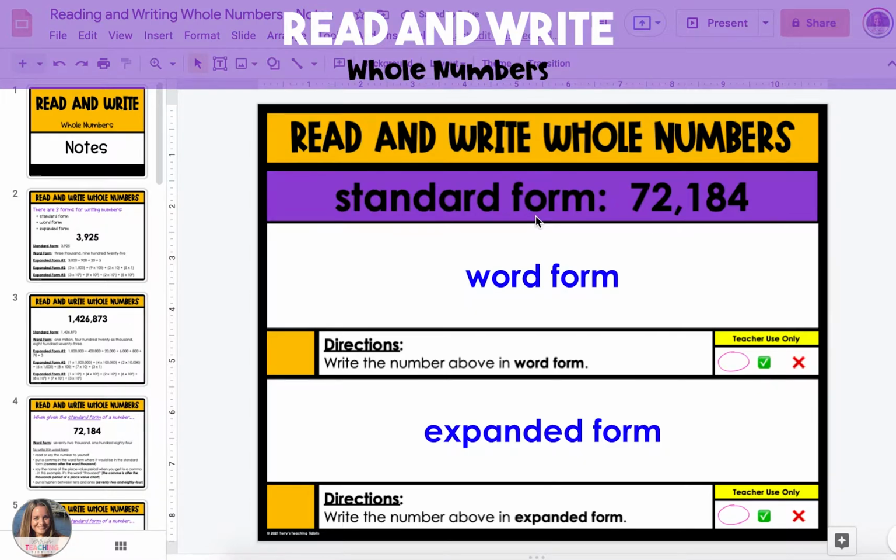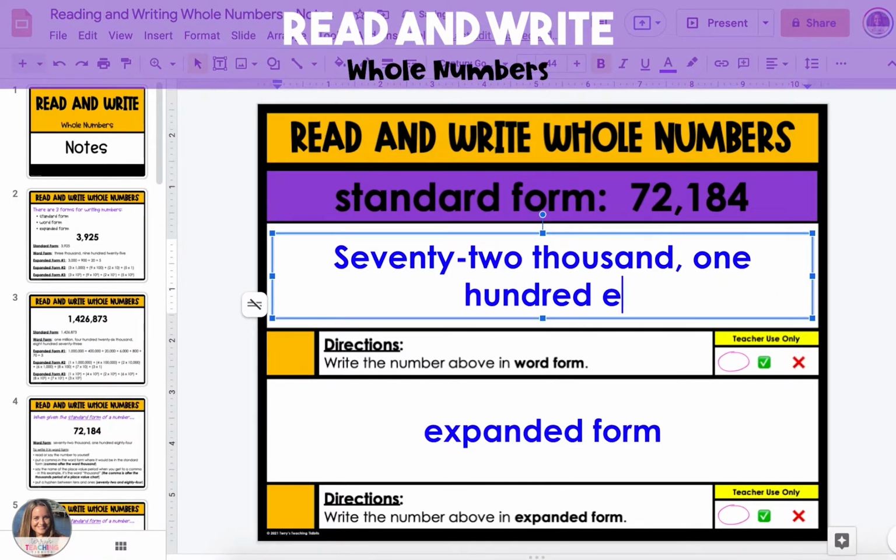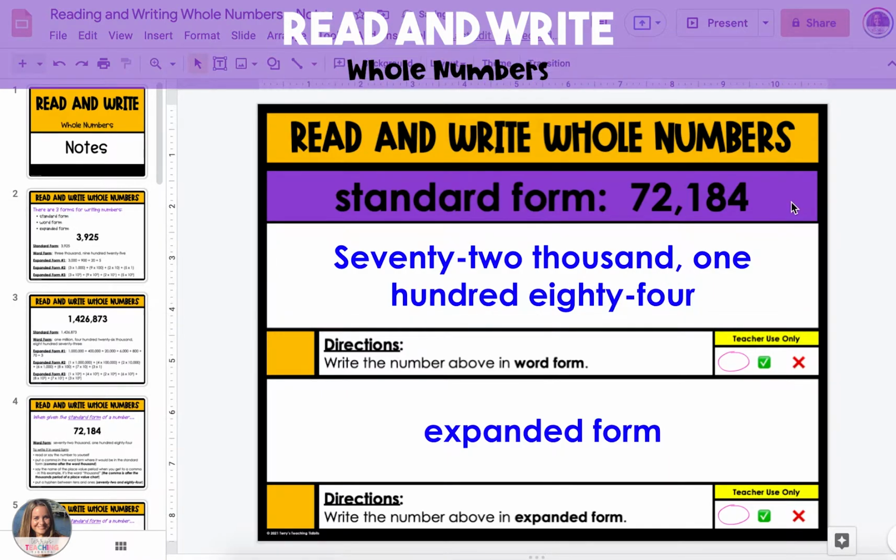To write this number in word form, we're going to focus on each set of numbers that are separated by commas. So the first set of numbers is 72 followed by a comma. So we're going to write 72, and the comma separates the thousands period from the ones period. So we're going to write 72,000, and then we're going to write the next set of numbers, which is 184. So the word form is 72,184. Next, we'll write the same number in expanded form.